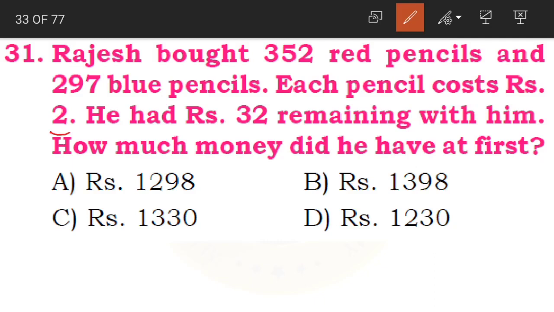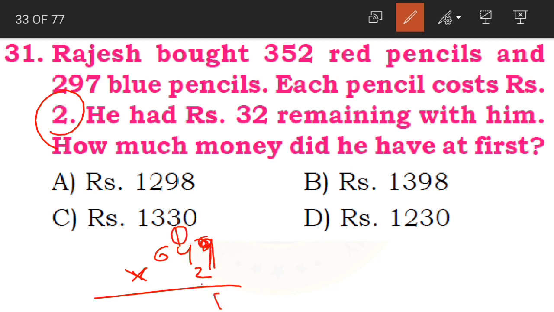What is the total cost? 2 rupees each. Yes children, now what will be the total cost? 649 into 2. Yes, when they are given such each, we need to multiply. 9 2s are 18. 2 4s are 8, 9. 2 6s are 12. What is the total cost? 1,298. Now here we are having option A, 1298. But this is not our correct answer.